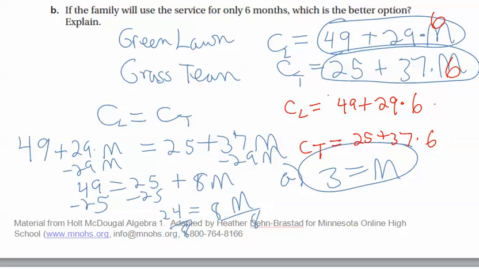So you just have to simplify that on your calculator. Take 29 times 6 and then add 49. Or, for the other one, take 37 times 6 and then add 25. Your solution will tell you how much it would cost for 6 months. Whichever one's cheaper, that would be the better option. So you need to finish part B of number 7.